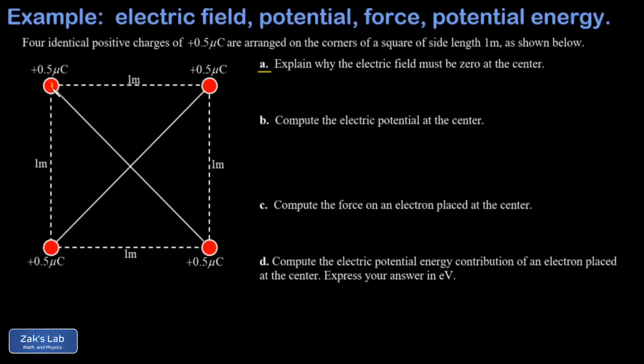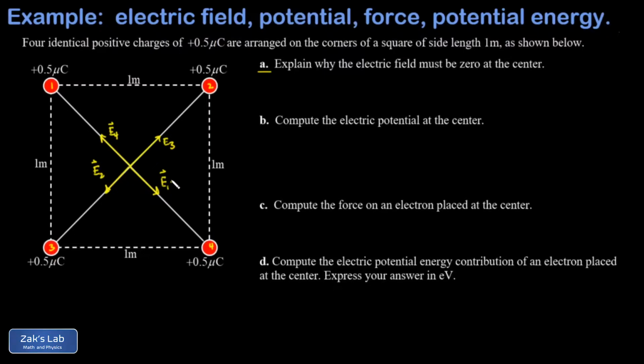So if I call this charge number 1, its field contribution points down and to the right, and I could call that E1. If this is charge 2, its field contribution points down and to the left, away from that positive charge, that's E2, and so on. Now the magnitudes of all those electric fields are exactly the same because we have exactly the same distance from the same magnitude charge in every one of these cases.